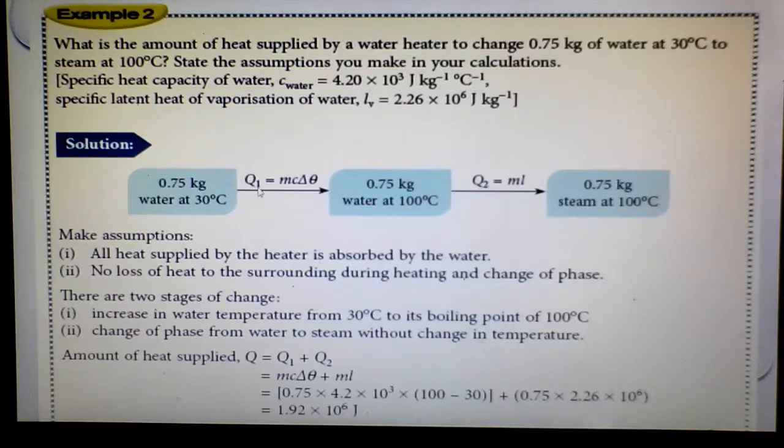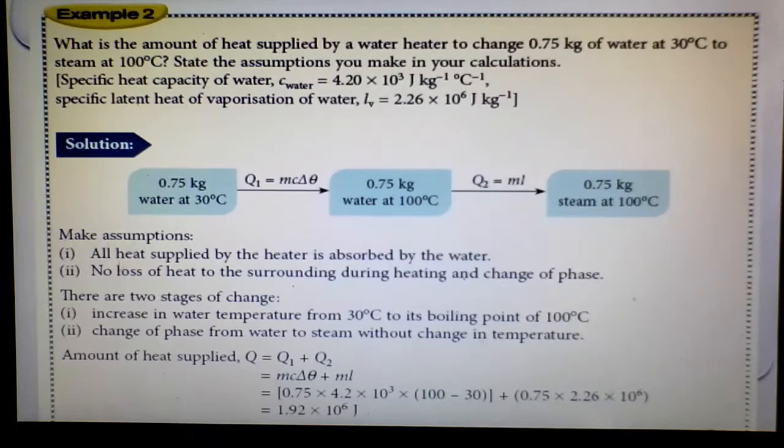So we mark it as Q1. Q1 equals mc delta theta, as there is an increase in temperature from 30 to 100. And then 100 degrees Celsius is the boiling point. So here heat is absorbed to change water to steam. So the heat involved here is the latent heat of vaporization. So there are two types of heat involved here. So the total energy, or the amount of heat supplied, is equal to Q1 plus Q2.